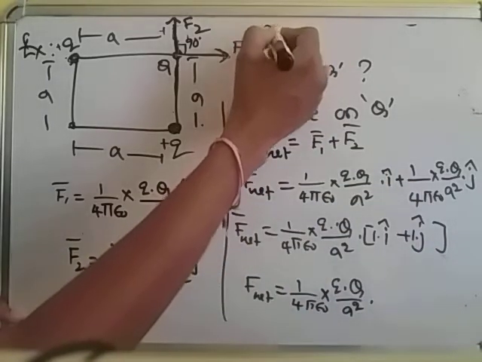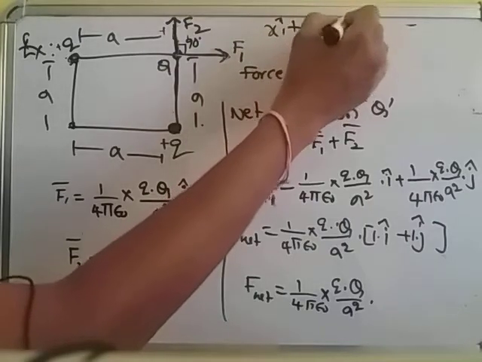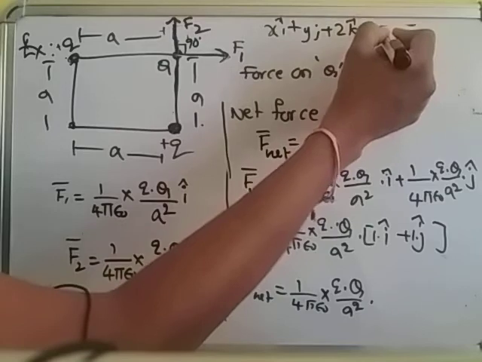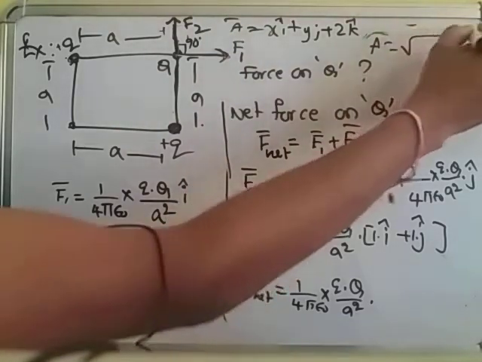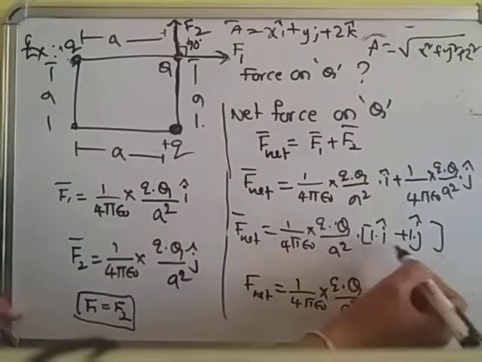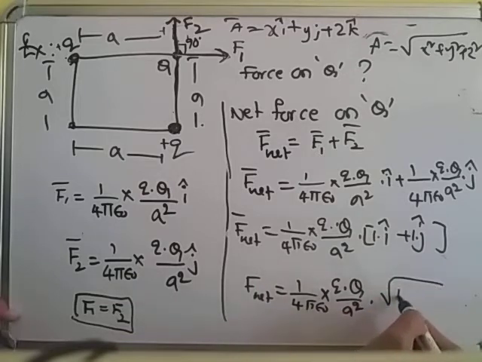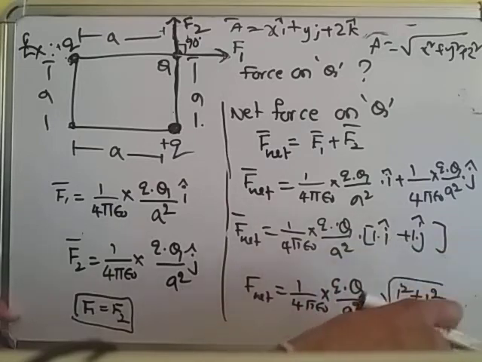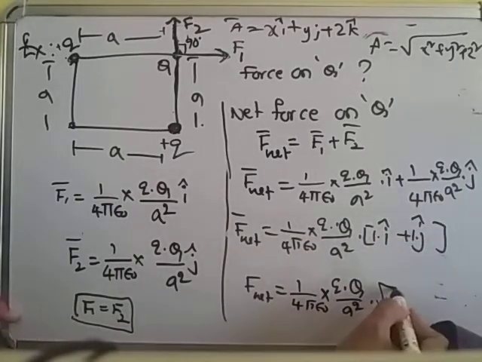Here we have the formula x i cap plus y j cap plus z k cap, which is a vector. Then what is its magnitude? The magnitude formula is under root x square plus y square plus z square. Similarly here we write x i plus y j. The magnitude formula is under root x square plus y square, that is under root 1 square plus 1 square, which gives root 2. Then we are getting the same formula.